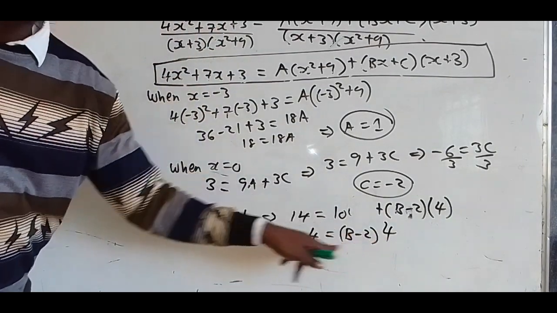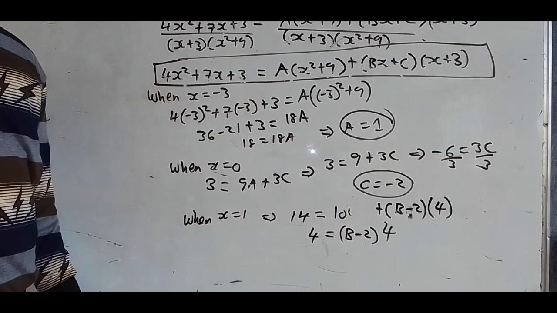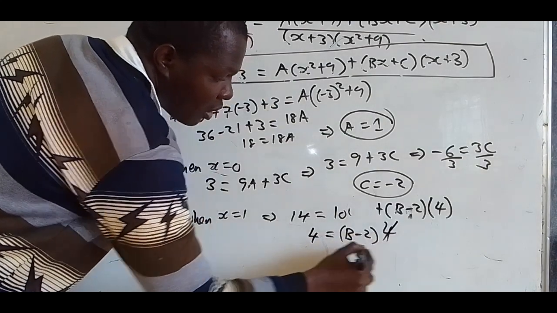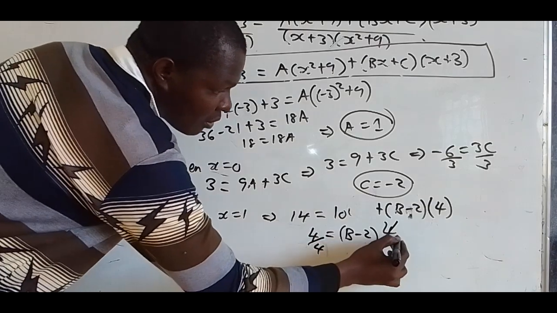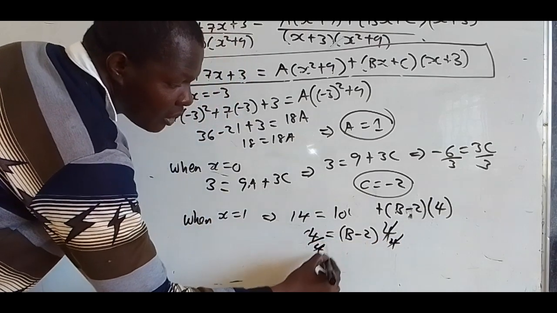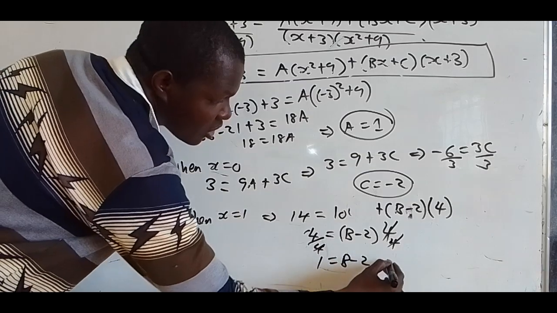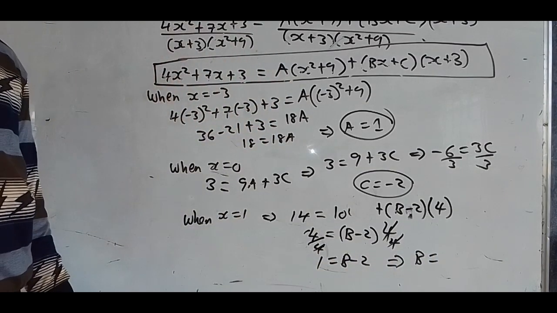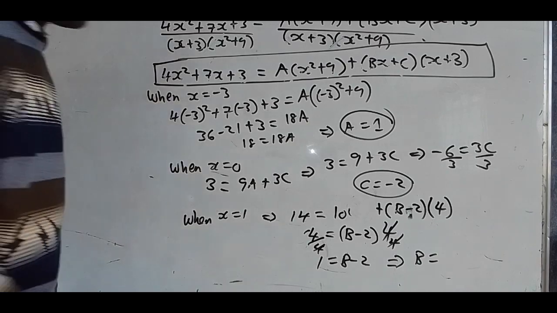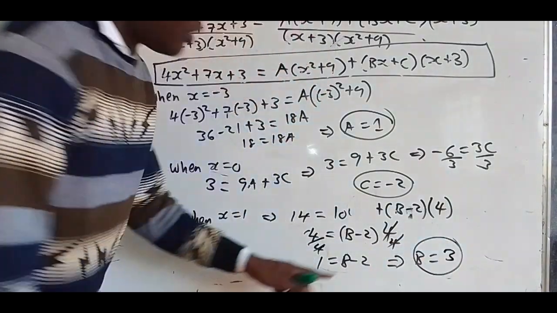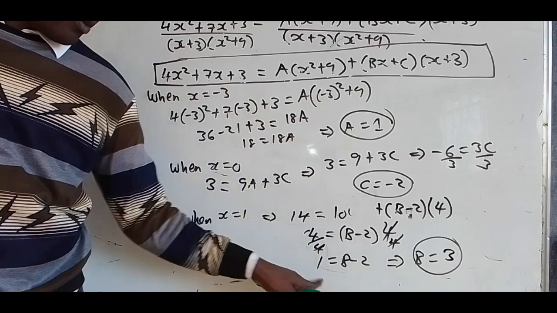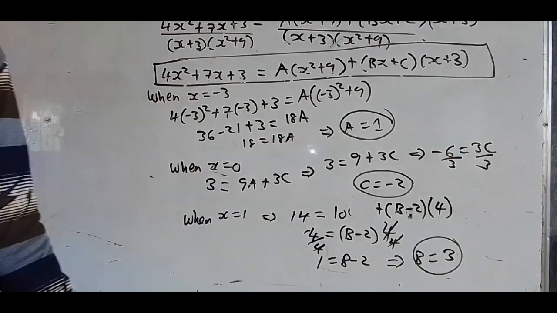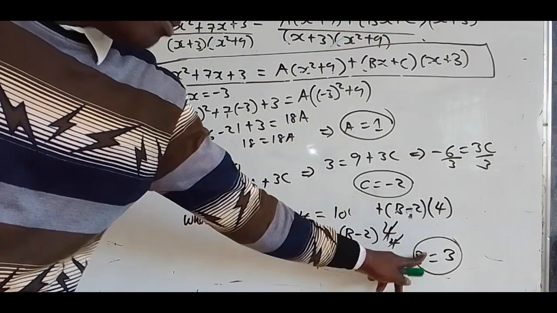So you divide both sides by 4. You remain with b minus 2, isn't it? If you divide both sides by 4, 4 by 4, you remain with 1 equal to b minus 2. So this implies what is b? Negative 2 coming this side, 1 plus 2. You get b is 3. See, b is 3. So have you seen we found the value of A, B, and C?